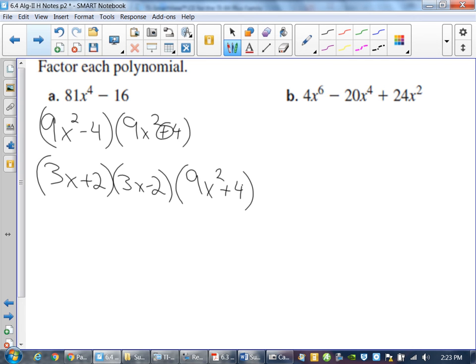Okay? Now, there is one other thing that we could possibly do here. Let's say it did say equal 0. At this point, if it said equal 0, you could still find your zeros. I have zeros at plus or minus 2/3. And then here I'd have x squared equals negative 4/9. And if I take the square root of that, what do you get? Plus or minus 2/3 i.